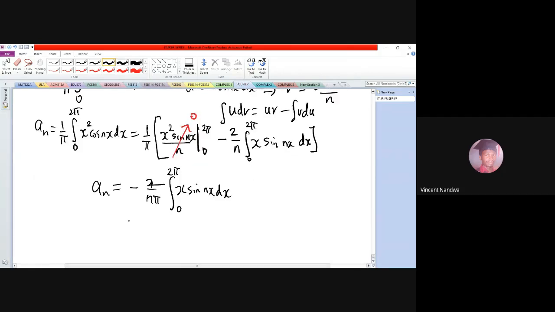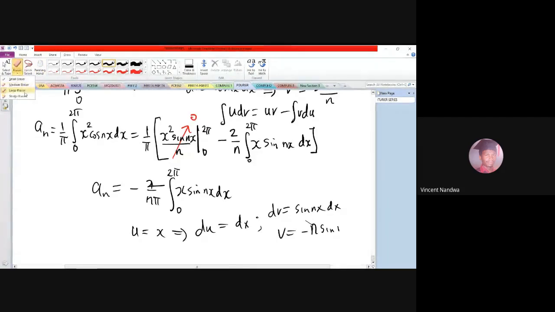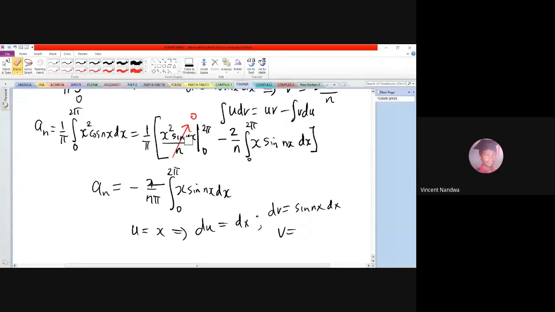So this also uses integration by parts. You let u be x, which means du is dx, and dv you let be sine nx dx, which tells us that v will be negative cos nx over n, so there's a negative here.